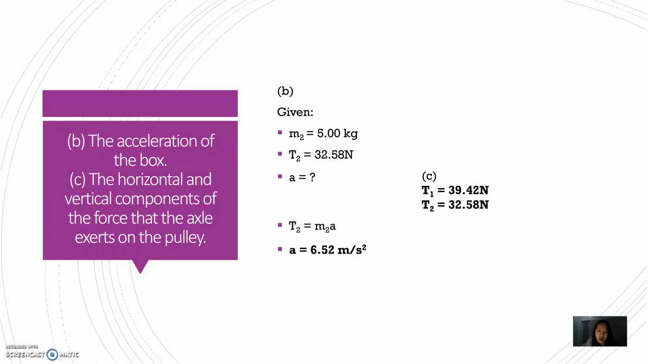C. The horizontal and vertical components of the force that the axle exerts on the pulley. Observing the free body diagram, we can see that the tensions are exerted on the pulley also, and the total vertical force has the magnitude of T1 equals 39.42 newtons, pointing downwards, while the total horizontal component is T2 equals 32.58 newtons, pointing to the left.